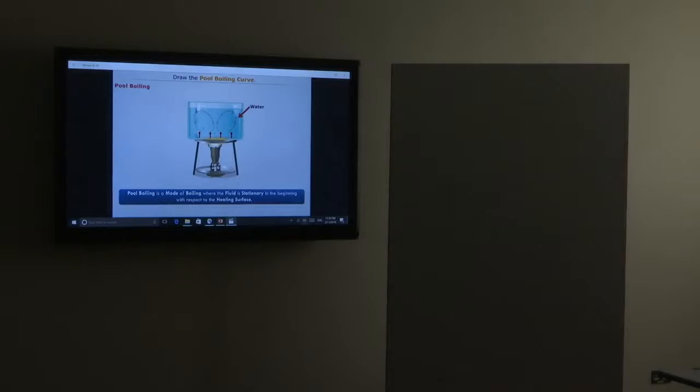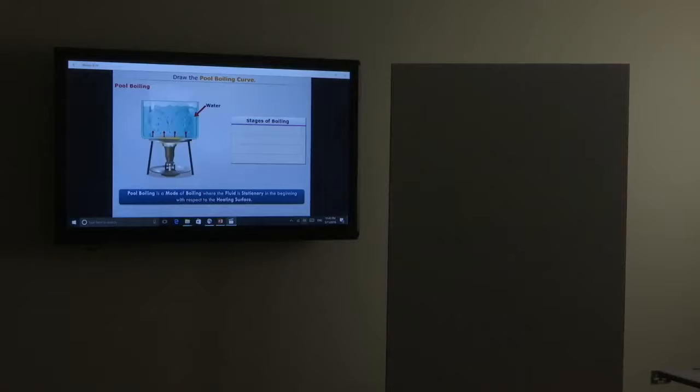Then bubble formation takes place, and after some time the water gets boiled. This process is a pool boiling process. Pool boiling takes place in different stages. They are pre-convection boiling, very important, nucleate boiling, transition boiling, and film boiling.